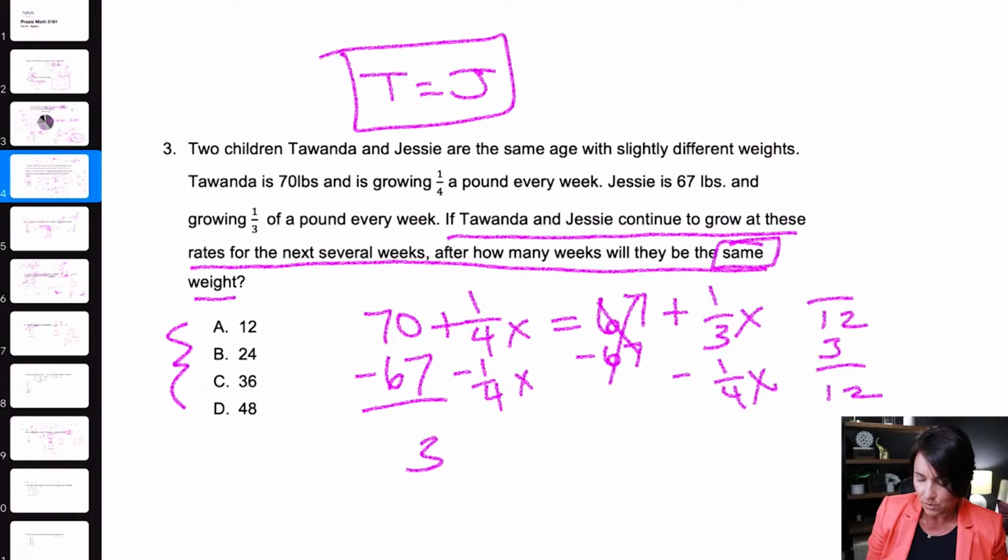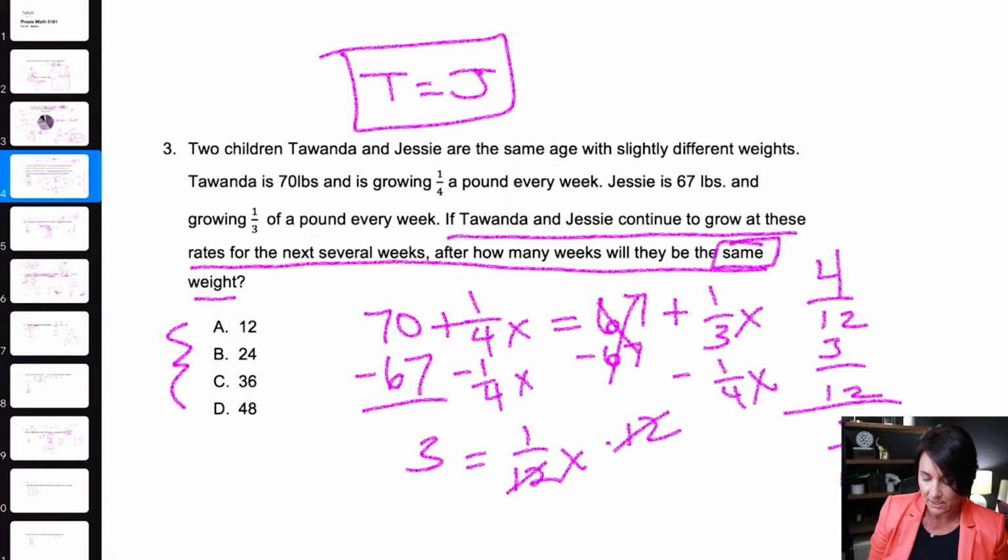But these fractions are easy for me. All I'm going to do is find a quick common denominator here, and I get 3/12 and 4/12, and when I subtract, I get 1/12. So I get 3 equals 1/12 x. Now I want to get this x isolated by itself, so how do I remove the fraction? I multiply both sides by 12, and I get 36 equals x, or x equals 36.